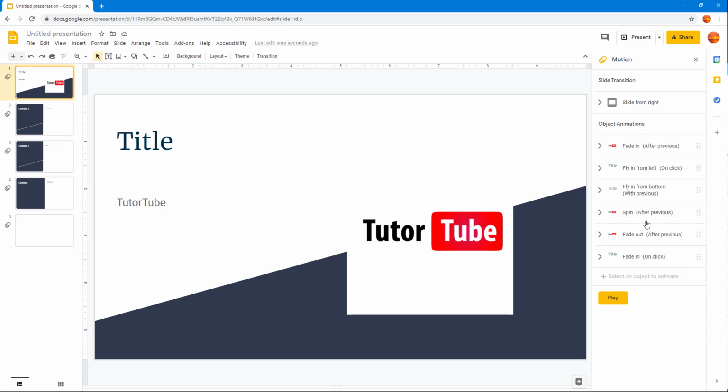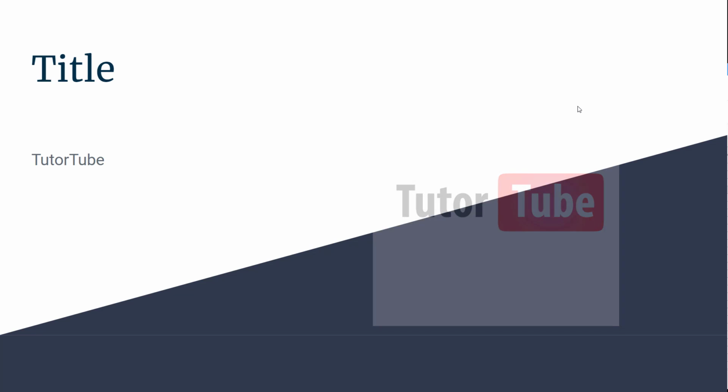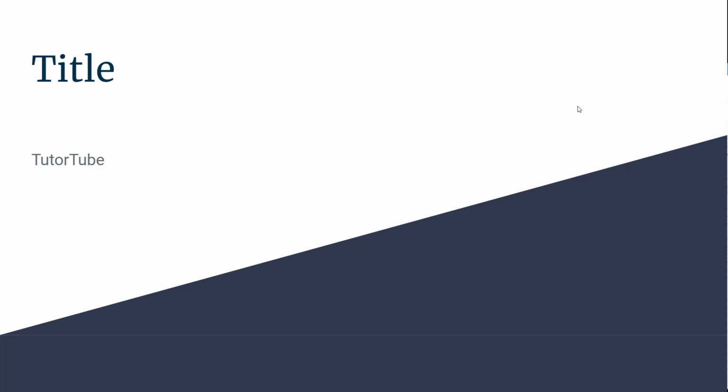And then what I'm going to do now is, let's say I want the spin to happen before as well. So you have fade in and you have spin. If I click on present, now you have the logo and the spin, as you can see right there. And as I click with the mouse button, the text pops up and then the logo disappears.